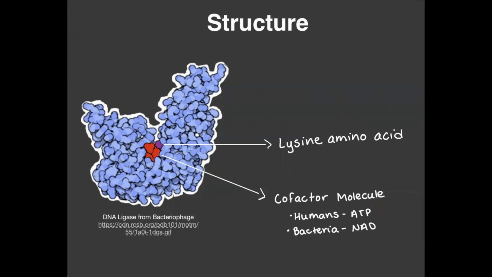NAD. The lysine amino acid in DNA ligase is what interacts with the ATP bonded to the ligase to activate the protein. The slight notch in the structure of the DNA ligase, shown here on this specific ligase, is where the DNA will bind and interact with DNA ligase.